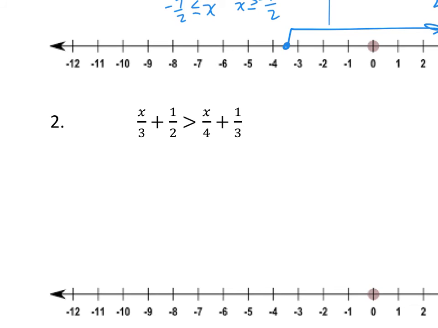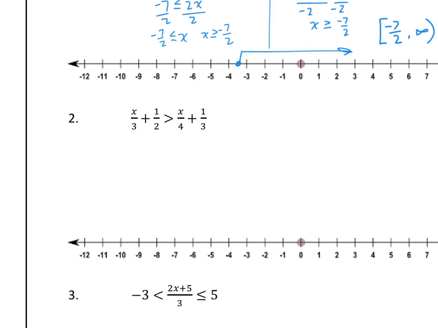All right, let's have you try this one. Write your answer in interval notation and graph it. Okay, the answer is negative 2 to infinity. Don't include negative 2, so that means you get a parenthesis. And then we have an open circle on negative 2 and point towards the right.